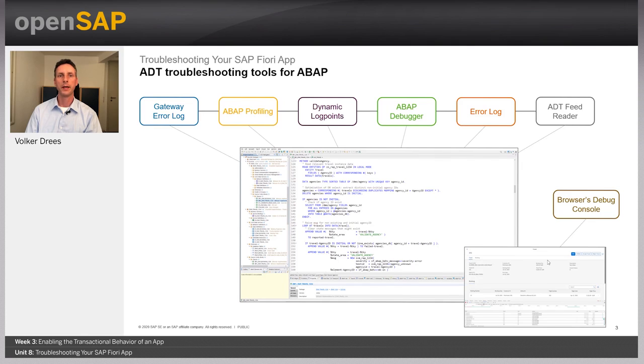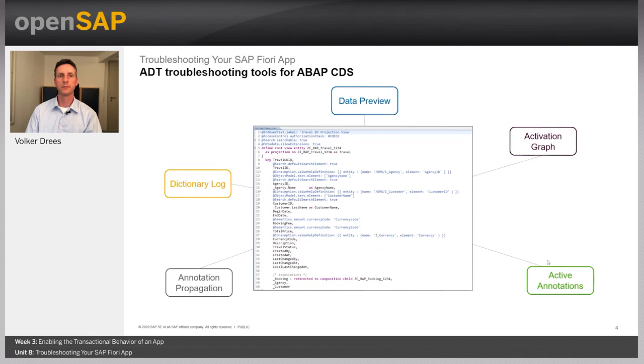to proceed. The gateway error log shows errors that occur during processing of data calls. It is embedded into the ADT feed reader. Most of the common browsers support developer tools that typically can be invoked using the F12 button. These tools support you in analyzing the HTTP network calls performed by your app. Understanding the calls and their responses often helps to identify and solve problems.